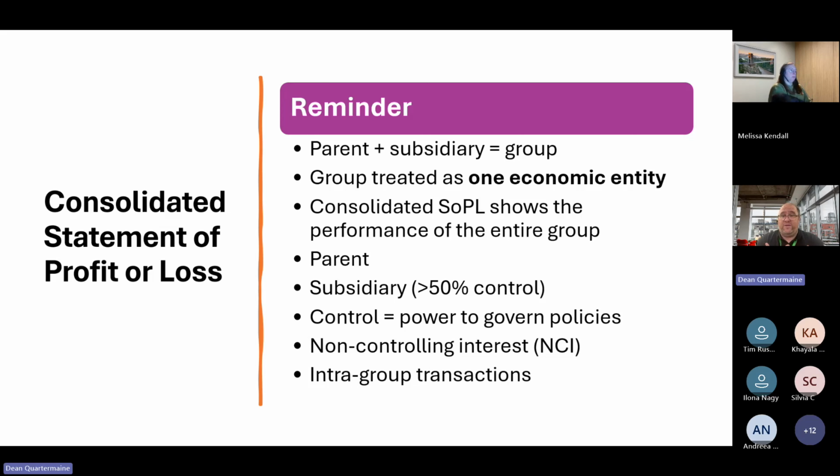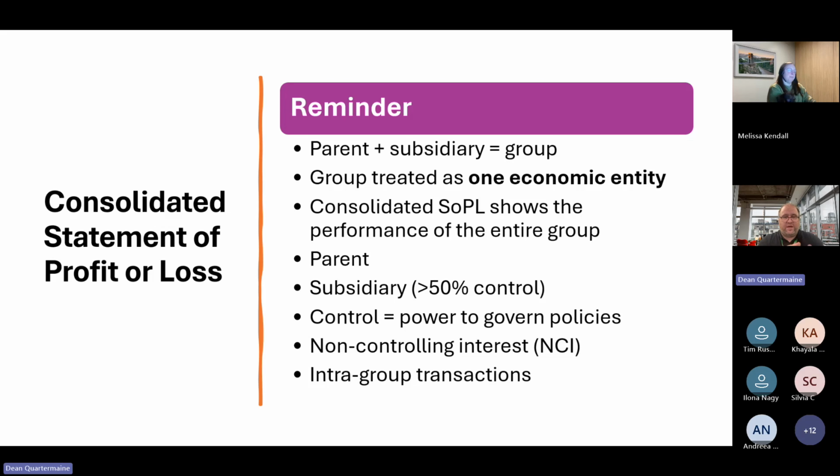Group accounts are going to treat those as one single economic entity. And the consolidated statement of profit or loss, which is what we're going to look at, is simply the parent and subsidiaries' income and expenses added together. Because what it shows is the performance of the entire group. So at a very simplistic level, we're just going to add them together. However, of course, it's never that simple. We add them together, then we make a bunch of key adjustments.